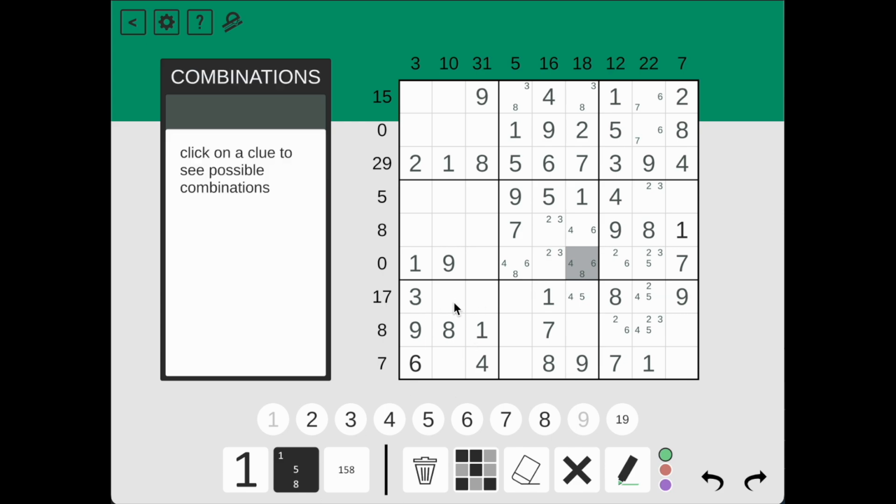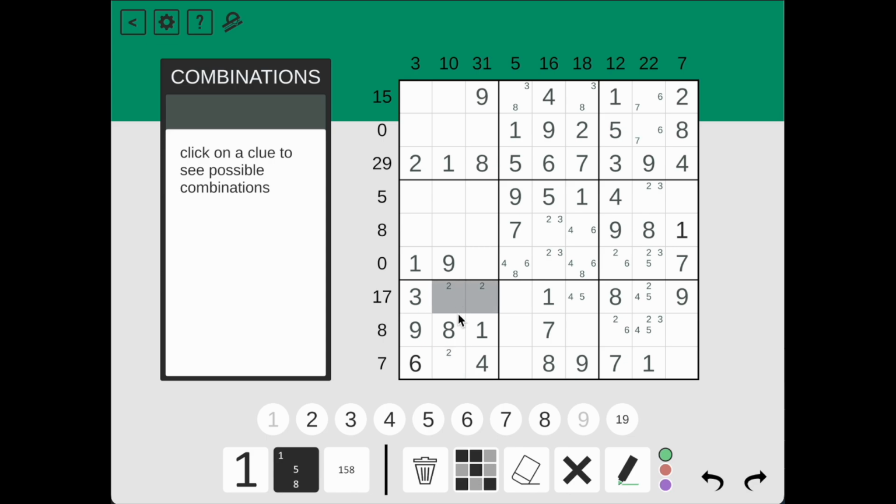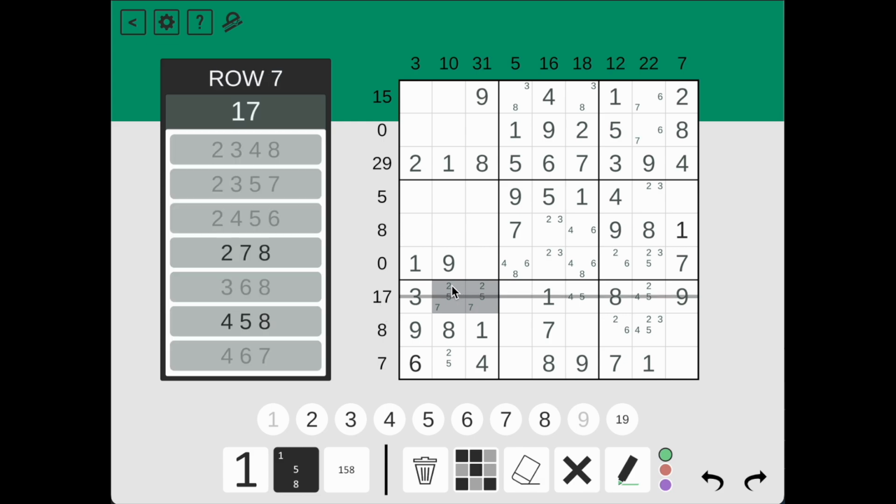These could be, yeah, these could be 2. And 3, 4, 5. These could be 5. And 6, 7. One of these has to be 7. 8, 9. So 2, 5, 7. So it's going to have a 7. Has to have a 7 here.